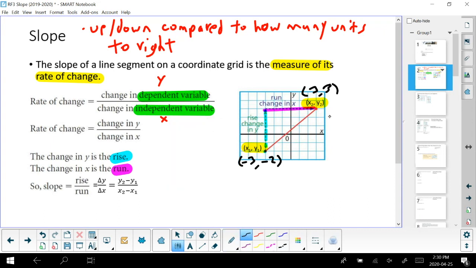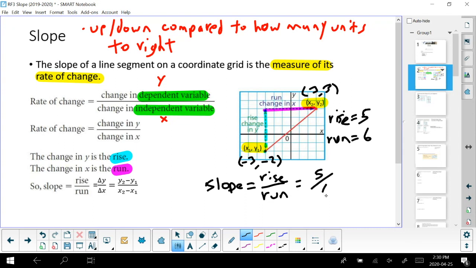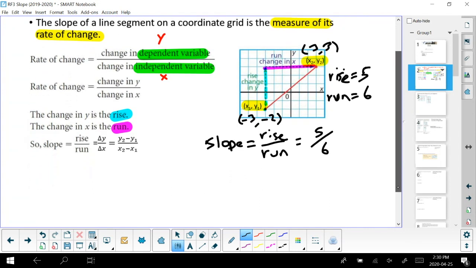So at this point, we can go ahead and state that the rise of this line is 5, and the run that we just figured out is equal to 6. In terms of your slope, we know that slope is equal to your rise over your run, and we can state it as your slope is therefore equal to 5 over 6.